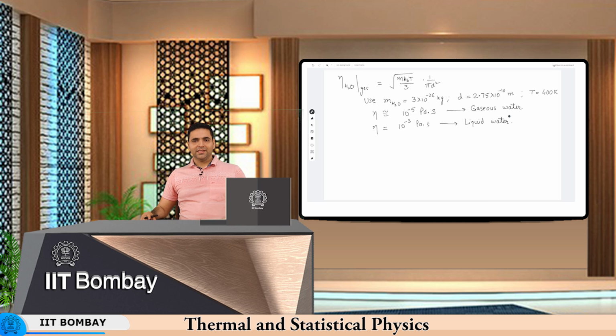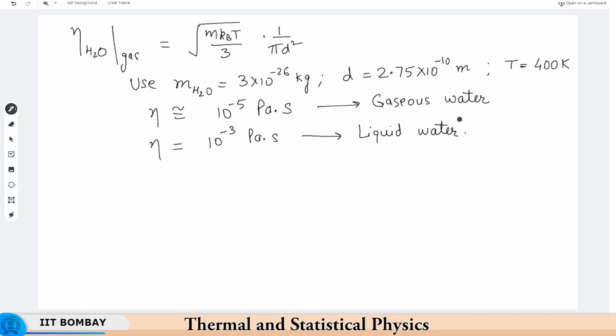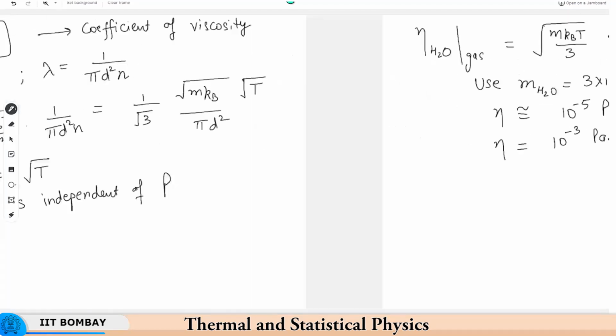You can very easily see that in the gaseous phase the viscosity is 2 orders of magnitude smaller than in the liquid phase, which is very natural to imagine, because in the liquid phase the molecules are much more tightly packed, they are close to each other, and there is a considerable amount of intermolecular interaction, and that will lead to much more efficient momentum transfer. So, if you flow water, it will provide much more resistance to flow in the liquid phase as compared to the gaseous phase. So, that was about the first thing that we saw.